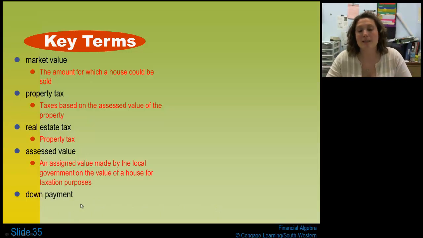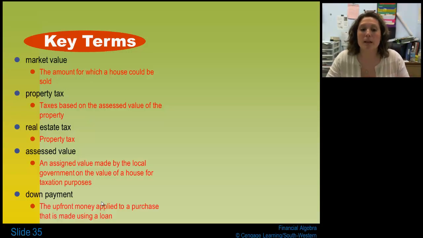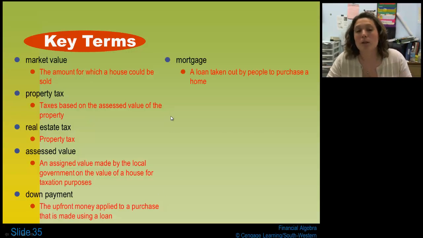The next one is a down payment. We've talked about it with a car, same process here, same idea for a house. It's the upfront money applied to the purchase that is made using a loan. Mortgage is the name of a loan when you're buying a house. So it's a loan taken out by people to purchase a home. So instead of saying a loan, we say mortgage, and that means the same thing.